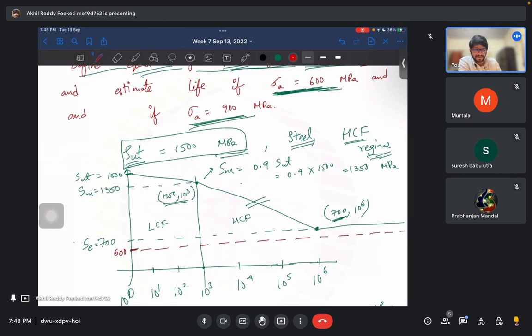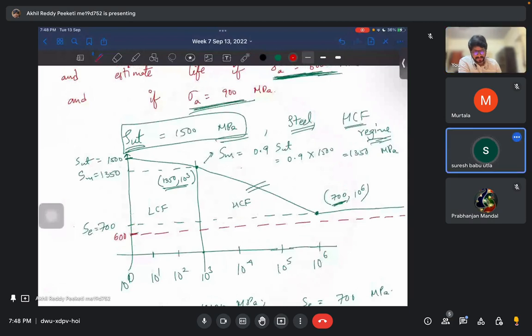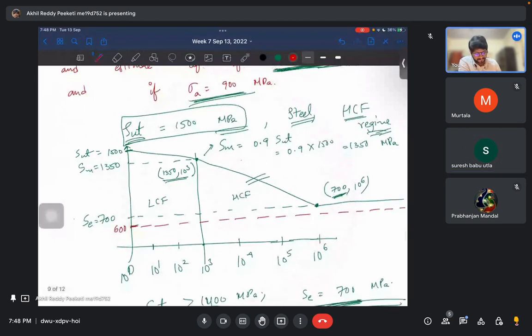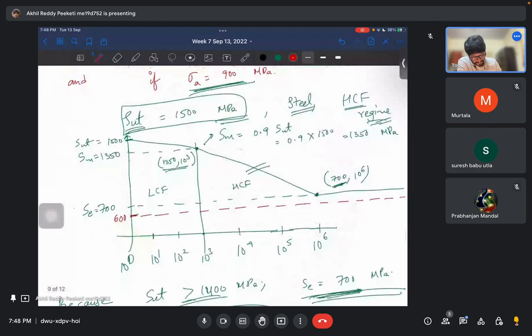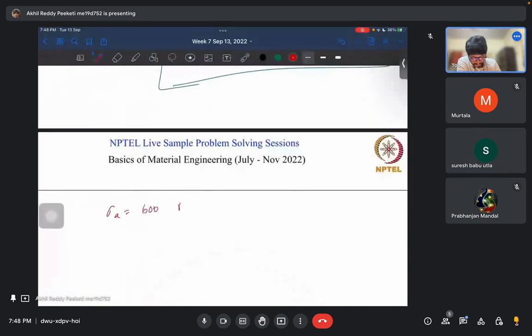Can anyone tell how many cycles it can withstand? No, it's the endurance limit. It's less than the endurance limit, so it can withstand as many cycles as you want. It will never fail. So this is the stress for infinite life. Sigma A equal to 600 MPa is less than SA, so infinite life.